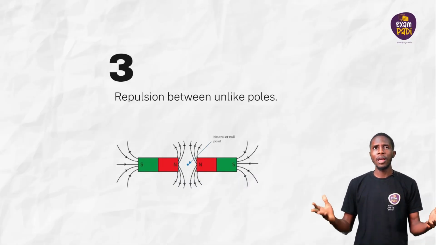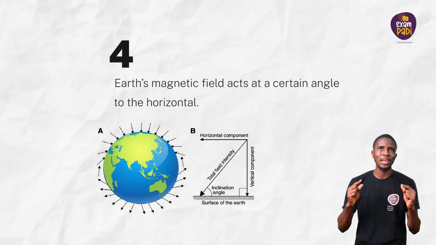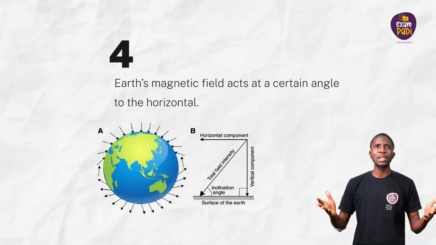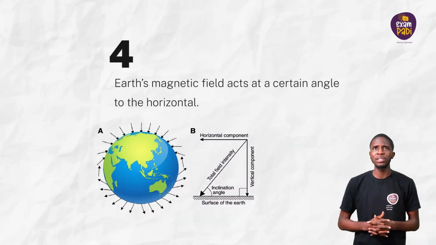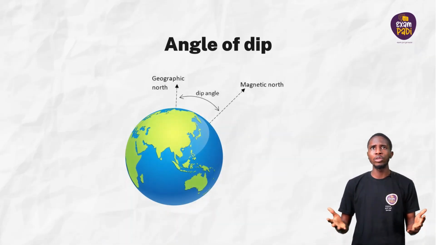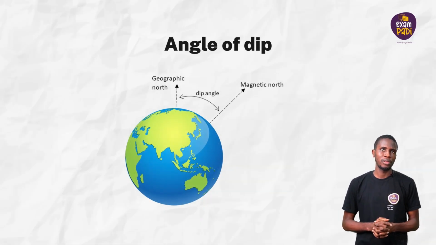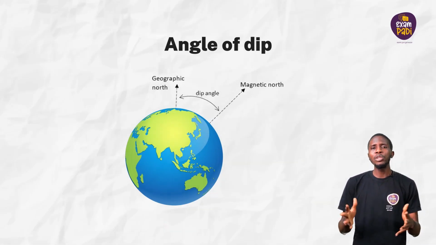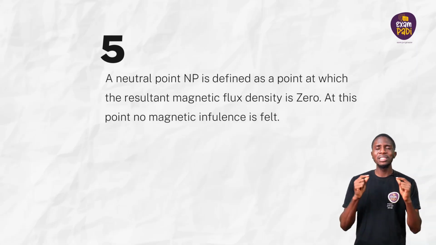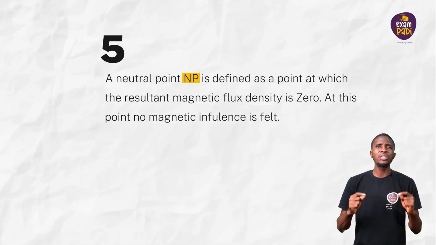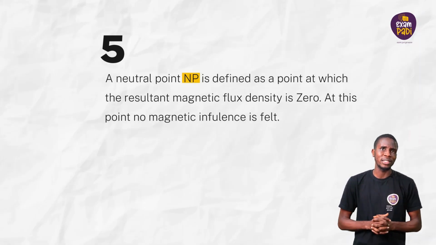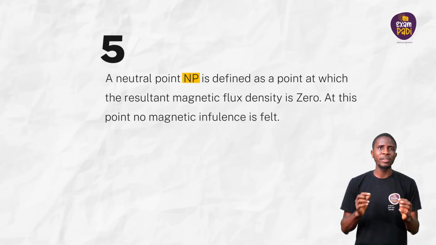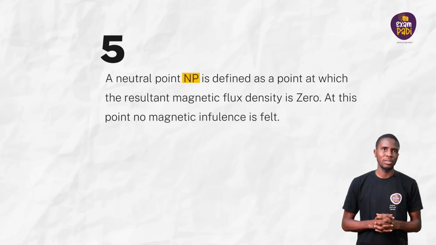4. Earth's magnetic field acts at a certain angle to the horizontal. The angle between the line of action of the Earth's magnetic field and the horizontal is called angle of dip, displayed in this image. 5. A neutral point NP is defined as a point at which the resultant magnetic flux density is 0. At this point, no magnetic influence is felt.